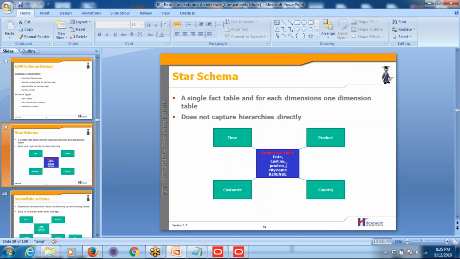So in a star schema you will have only one fact table. You remember, in a star schema you will have only one fact table. Rest of all are dimensions. Rest of other tables are dimension tables.